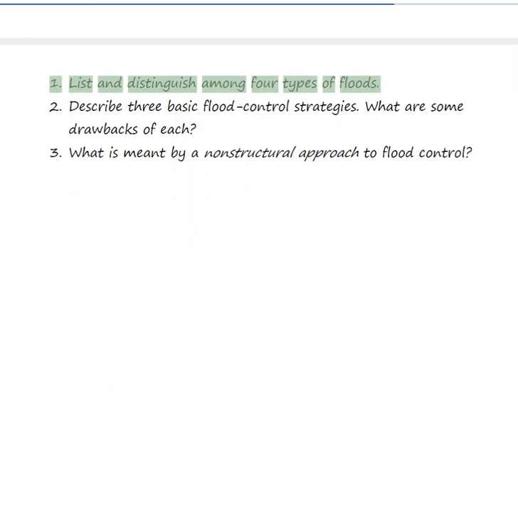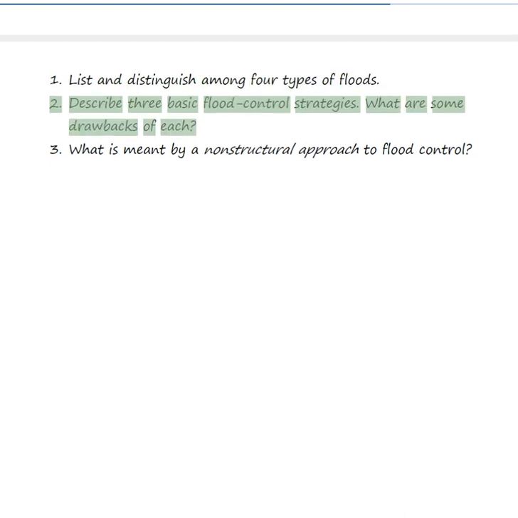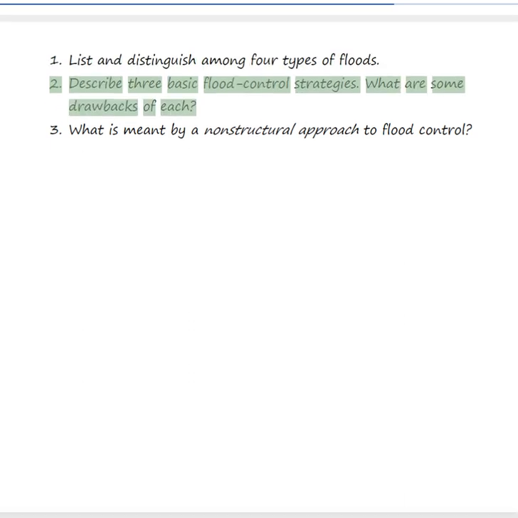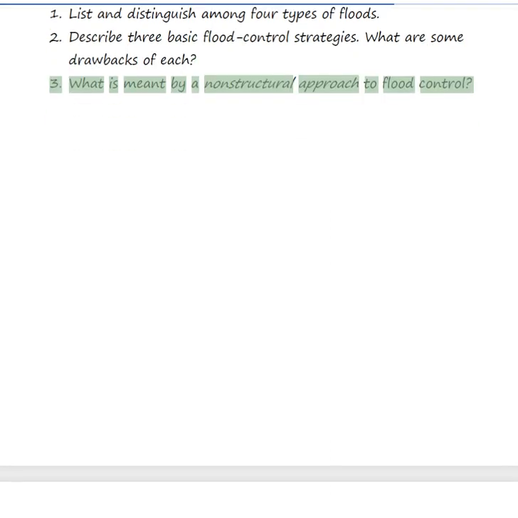Concept checks 13.8. 1. List and distinguish among 4 types of floods. 2. Describe 3 basic flood control strategies. What are some drawbacks of each? 3. What is meant by a non-structural approach to flood control?